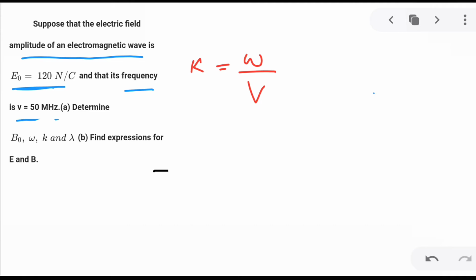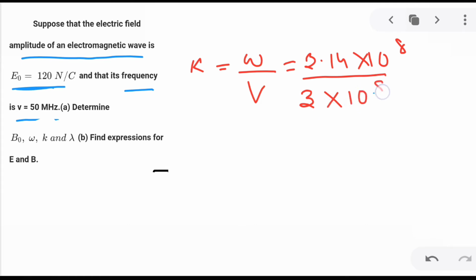Okay, omega we have already calculated. Omega is 3.14 into 10 power 8. V is the velocity of the electromagnetic wave, so that is 3 into 10 power 8. If you simplify this, this will be 1.05 per meter. The unit of K is per meter. So this is K.